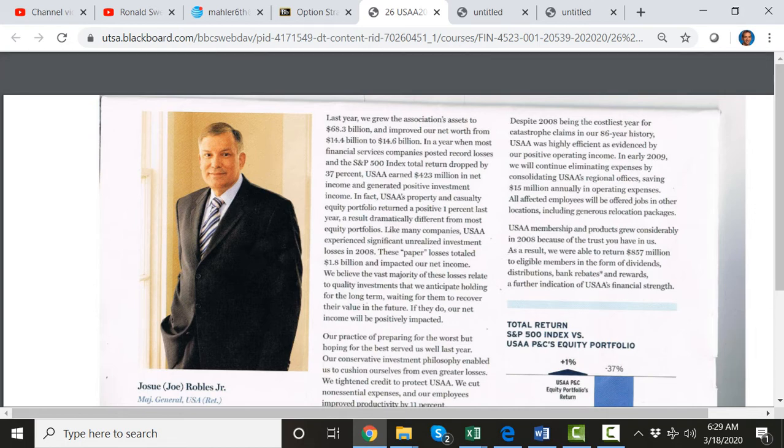USAA's net worth actually went up in 2008. One of only, I think, just two major financial services companies whose net worth went up. I think MetLife's went up as well. But it was very, very rare that USAA's net worth actually increased. And one of the things we did at USAA, I was responsible for their stock portfolio, is we used options to hedge the USAA stock portfolio.